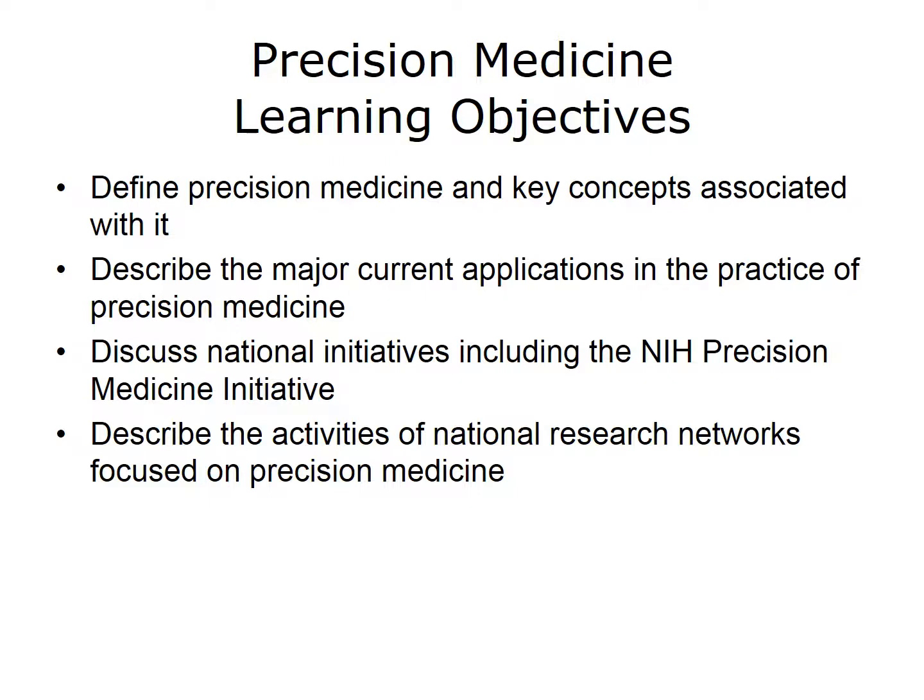The objectives for this unit, Precision Medicine, are to define precision medicine and key concepts associated with it, describe the major current applications in the practice of precision medicine, discuss national initiatives, including the NIH Precision Medicine Initiative, and describe the activities of national research networks focused on precision medicine.